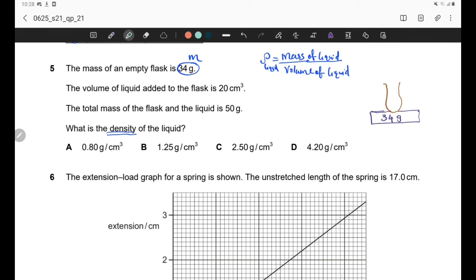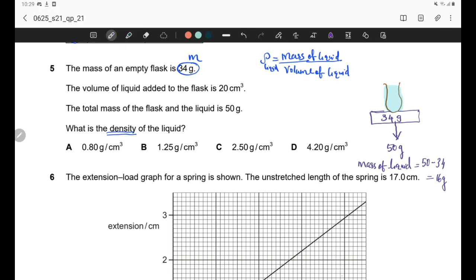Later the flask is filled with a liquid. So the new mass, or the total mass of the flask and the liquid, is 50 gram. So we can measure what will be the mass of the liquid here. So mass of liquid will be the difference of the total mass of liquid and flask, that is 50 gram minus the mass of the flask. So we will get 16 gram.